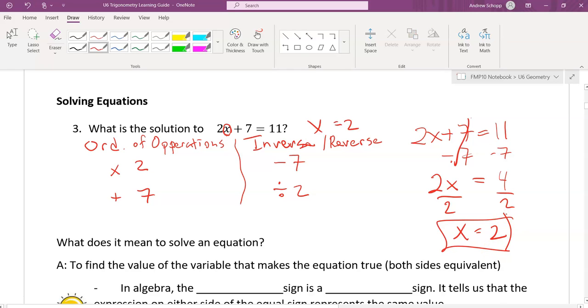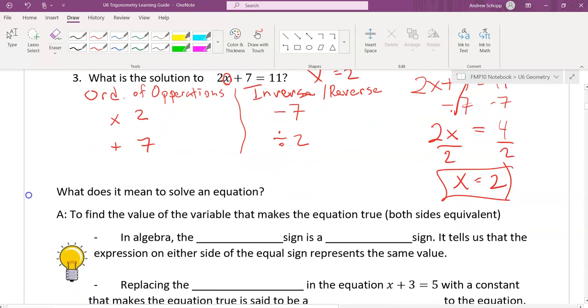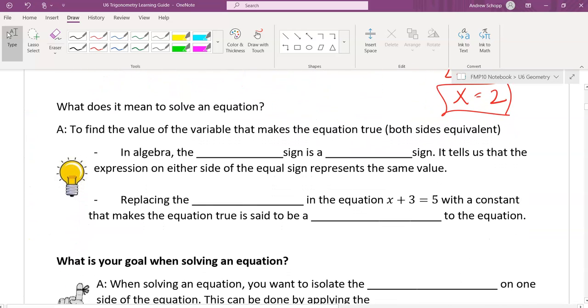So, solving equations. We need to be able to find the inverse operations. Well, I guess first we need to figure out what's the order of operations of things that are happening to the unknown value. Then we need to be able to undo those operations, and we need to do that in the reverse order. So what does it mean to solve an equation?